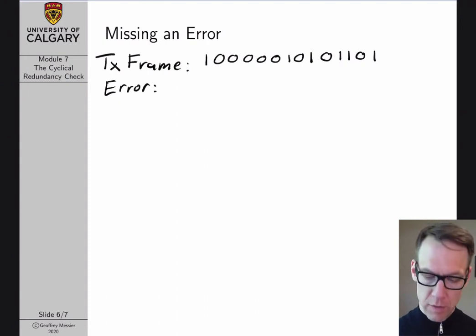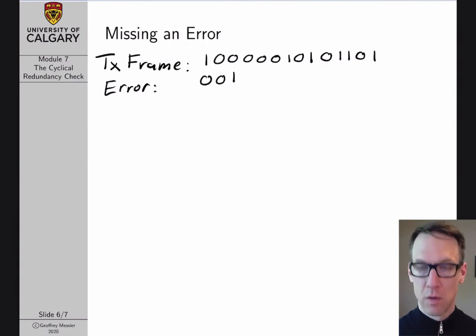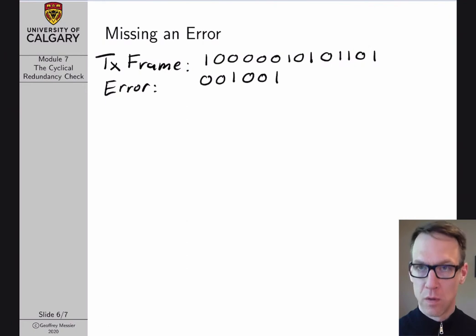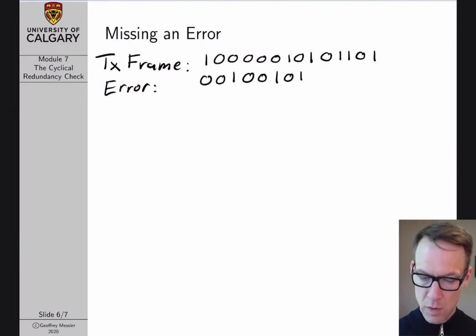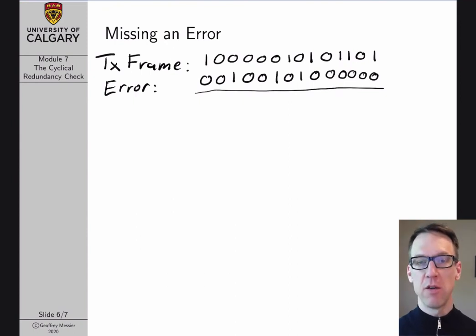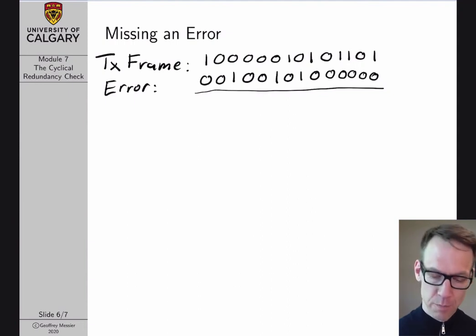An error pattern that looks like this. 10010. Now, as a hint, I'm going to explain why this error pattern is missed by the CRC, but as a hint, just take a look at this error pattern, because something about it should seem familiar if you look closely and then think back to the previous slides.